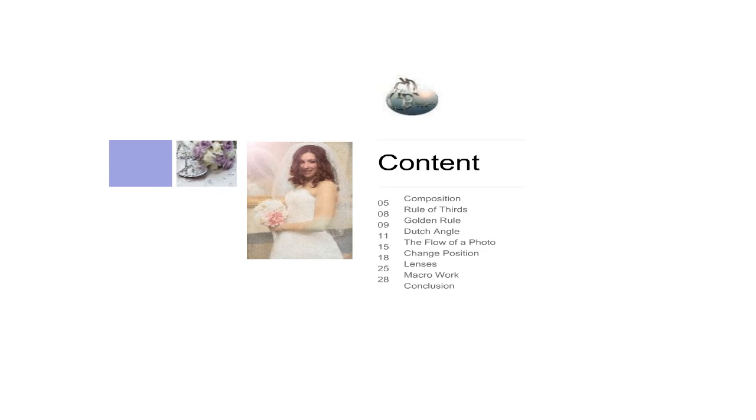So in this lesson, we're going to look at several things. We'll start off talking a little bit of composition, and then we'll go into the rules, the rule of thirds, the golden rule. We'll talk a little about the Dutch angle, the flow of a photograph, the importance and the value of changing the position, the angle that you're taking a photograph. We'll look at different lenses. We'll talk a little about macro work, and then we'll conclude.